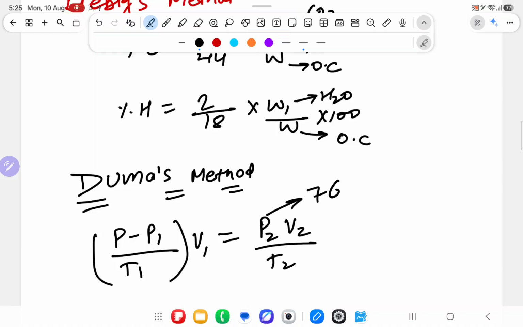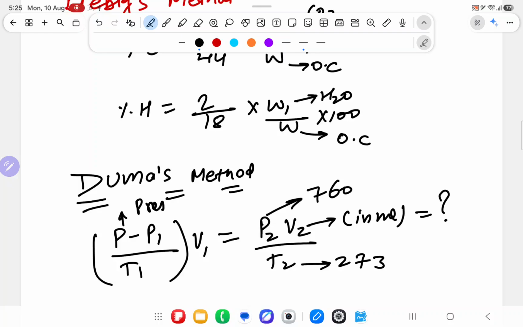P2 is already given, 760, always fixed. T2 is given, 273. V2 you have to find in milliliter. P1 is always the pressure given. Don't see what pressure is written here; any place where aqueous tension is written. Where the temperature is written in degrees Celsius, that is T1. Where the volume is written, that is V1.